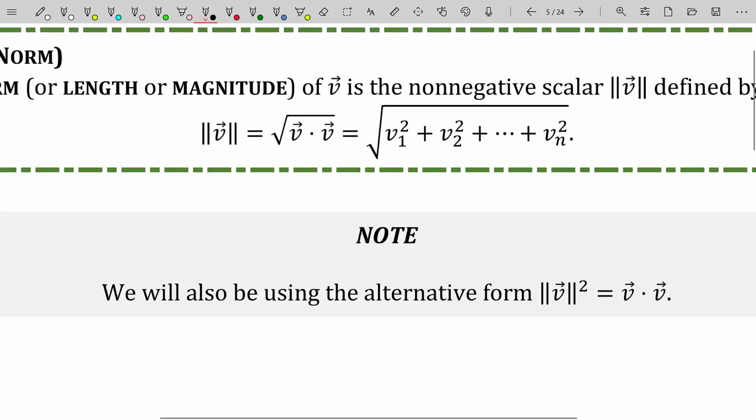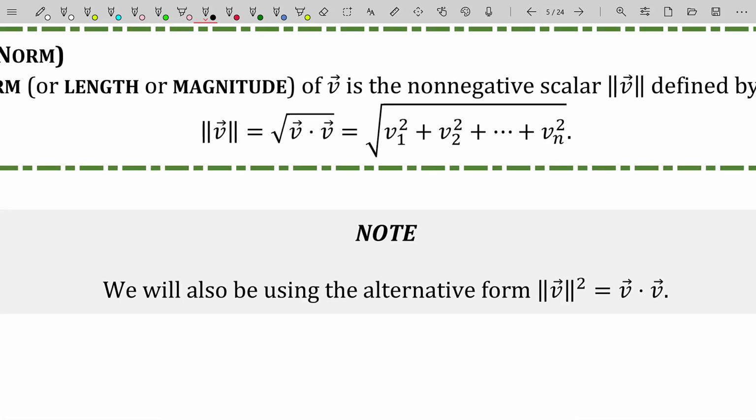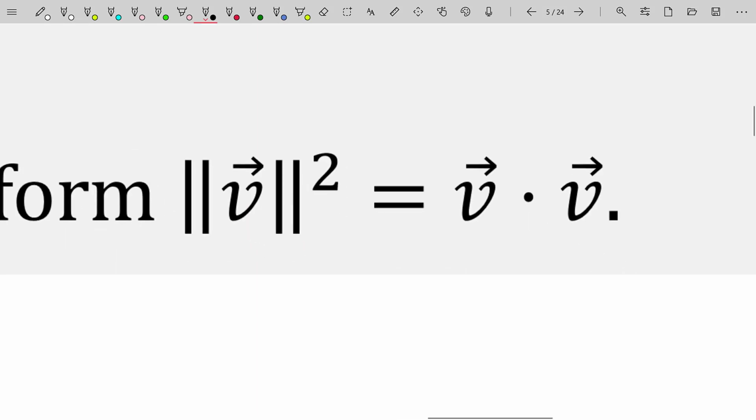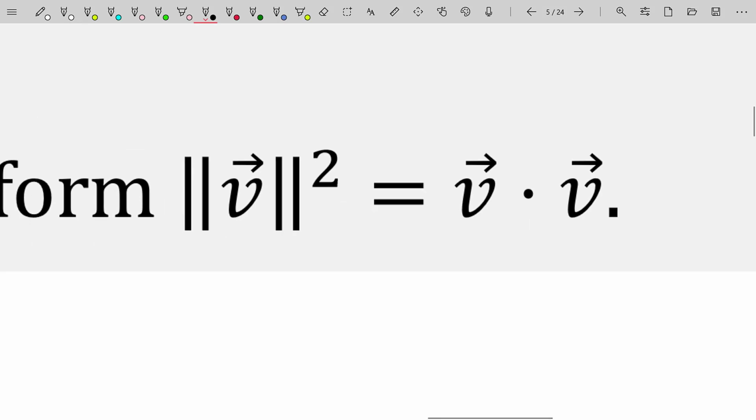A little bit of a note before we move forward, we'll also be using the alternative form, the norm of V squared. That just takes the square root out of the scene, so you're looking at V dotted with V. It's just sometimes a faster notation or an alternative notation for V dot V. So that's just a heads up. Whenever you see V squared or the norm of V squared, that means V dot V.